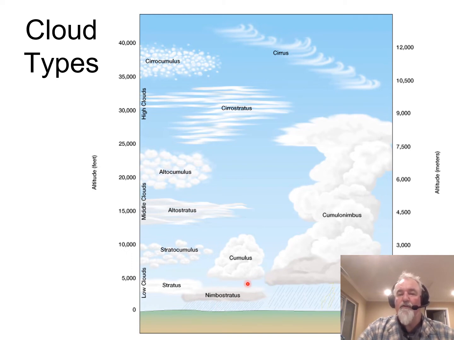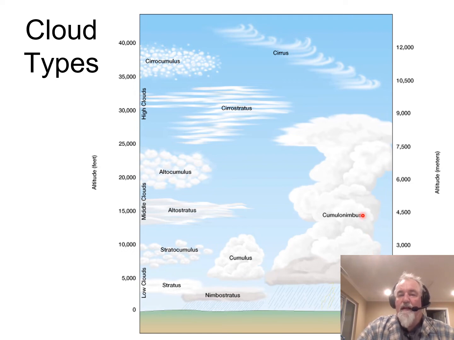Then we see cumulus clouds, that flat white bottom, puffy white sides, very typical cloud. If someone asked you to draw a cloud, you're probably going to draw a cumulus cloud, flat bottom, white puffy sides, etc. Now that one is typically a fair weather cloud, but can grow into a cumulonimbus.